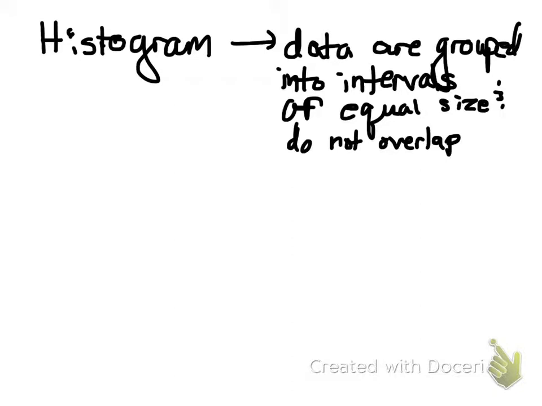And then your graph, there's a key point there. It's going to be a bar graph, and the height of each bar is going to show the frequency of the data in a given interval. So we're going to do an example together, so you can see what this looks like.